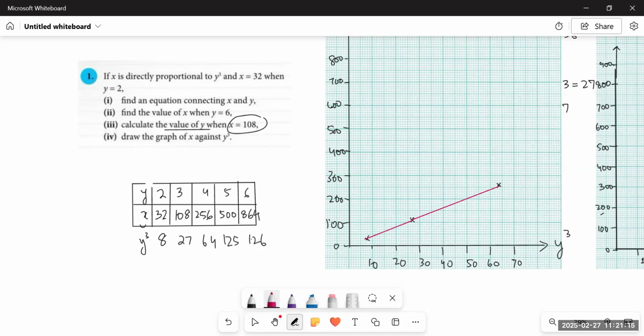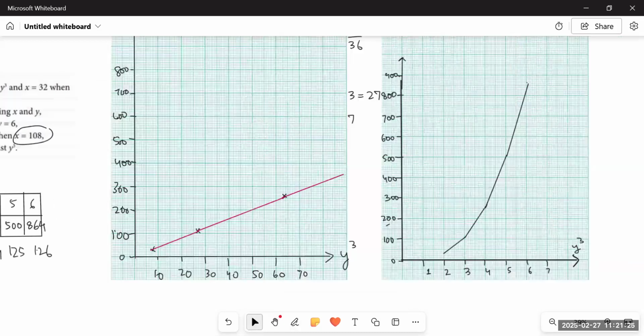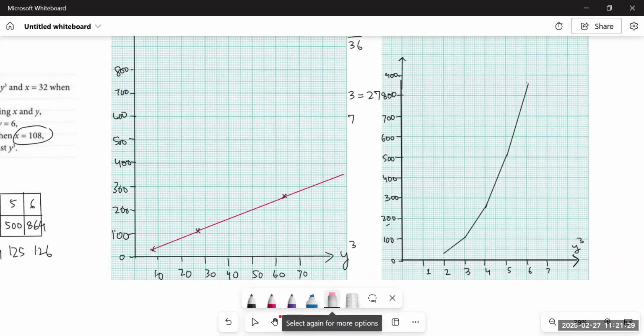And even if you go further, you can extend your line since it's a straight line. So you see the difference. That is how we have to draw different types of graphs. This was the graph for x against y, it was not y cube. Okay, and now we have drawn a graph of x against y cube. This is the difference.